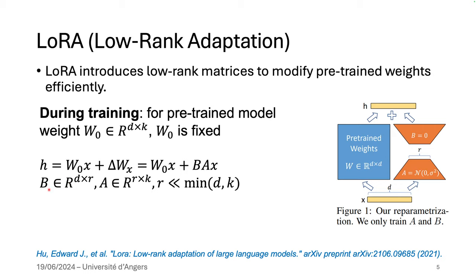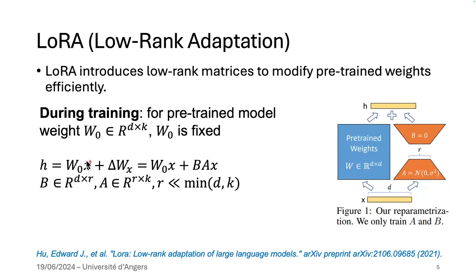So B is a low rank matrix that we have, in R to the power of d times r, and A is another low rank matrix, in R to the power of r times k, where we define the small r as much smaller than the minimum of d and k, the dimensions that we have here. Okay, this is what we do during the training.